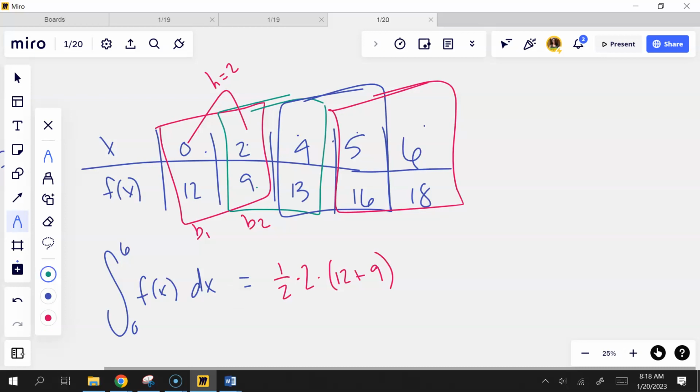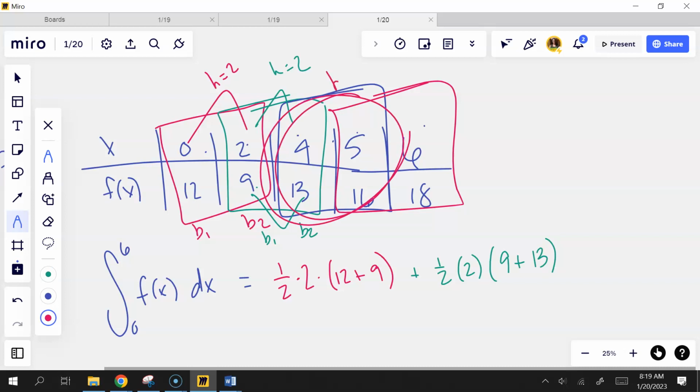Trapezoid 2, which is this one. So now this is base 1, this is base 2. Again, my height is 2. So 1/2 height times. If all the widths were the same, yes. But I can't do it like that because if you look, once I get to the next trapezoid, this one, my height changes to 1.